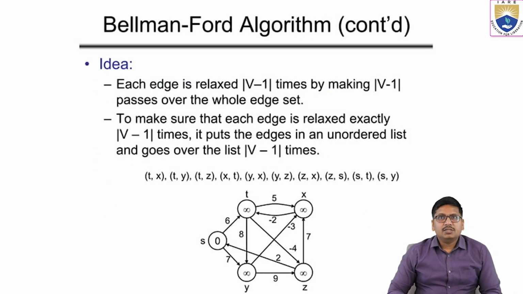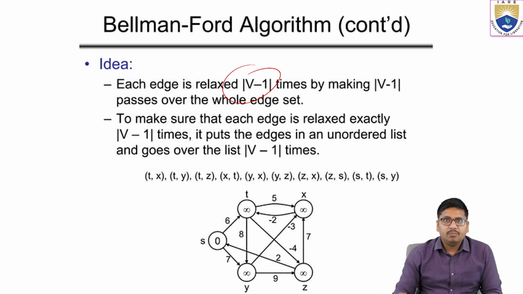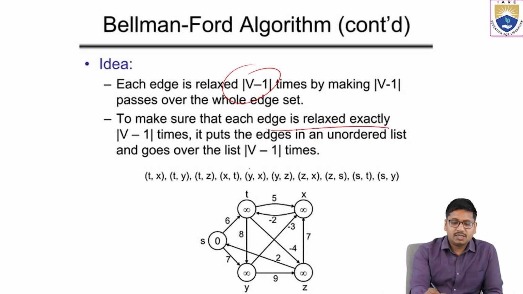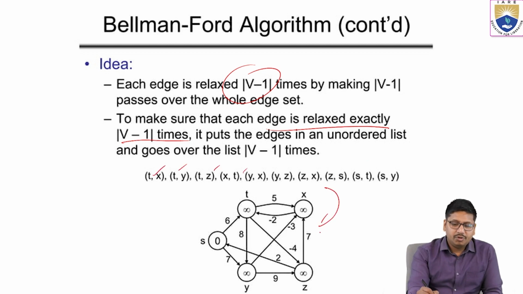So the main idea is that in Bellman-Ford, each edge is going to be relaxed |V| - 1 times by making |V| - 1 passes over the whole edge set. To make sure that each edge is relaxed exactly |V| - 1 times, it puts the edges in an unordered list and goes over them |V| - 1 times. So these are the edges that are going to be obtained from the graph: tx, ty, and xt with their values.